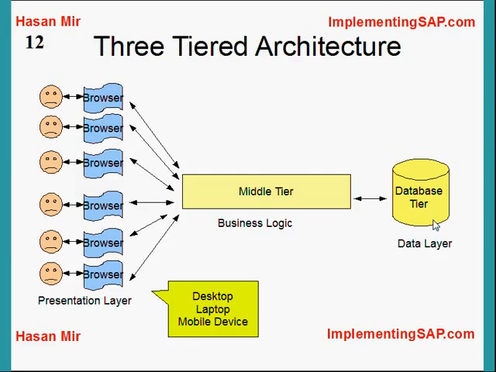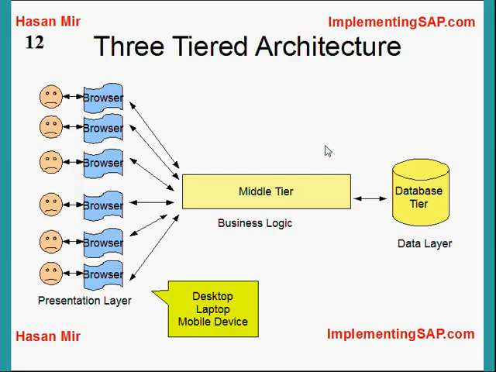Data is stored in the database tier. Oracle is the most popular choice of database when it comes to SAP. The relational database management system sitting in the database tier manages your database, and the middle tier, which is your application, talks to the database to retrieve data and to store new data in the database.